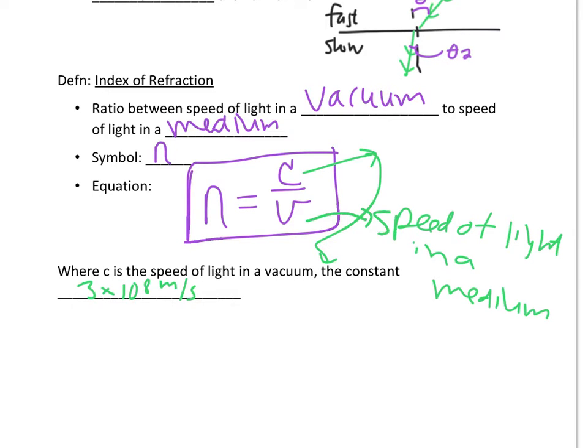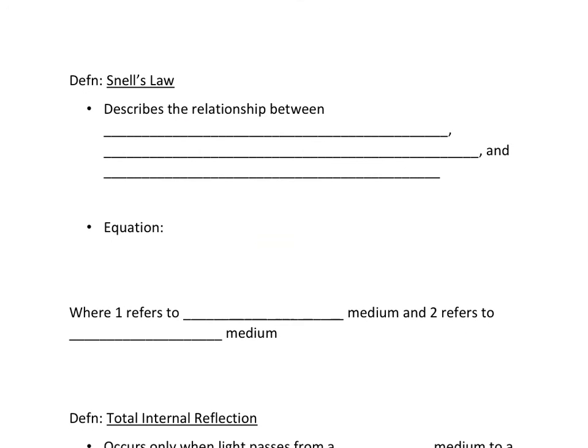So all the index of refraction tells you is the ratio between the speed of light in a vacuum and the speed of light in a medium. Since nothing travels faster than the speed of light, N cannot be less than 1. It's just not possible, because there's nothing that travels faster than the speed of light.